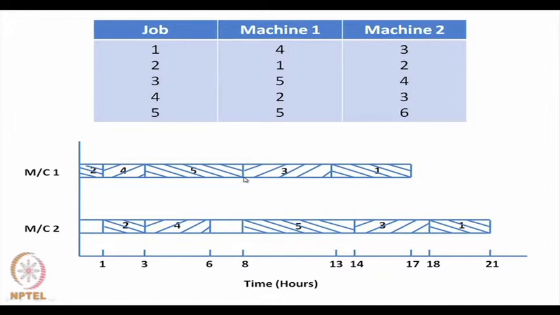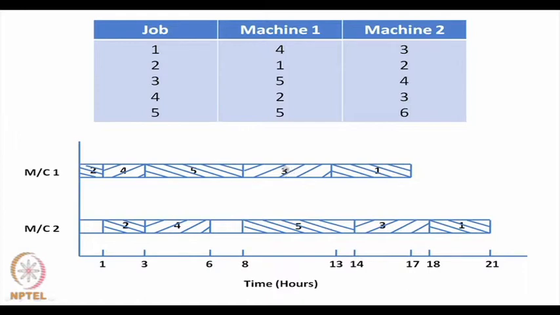Machine 1 completes its work on job 5 at the end of 8 hours, because it has 5 hours it takes. So, 5 plus 3 is 8 hours. Therefore, machine 2 has to remain idle during this time. It can take up work on job 5 only at the 8th hour, and it takes 6 hours. So, that is at the 14th hour the work will be over on job 5.